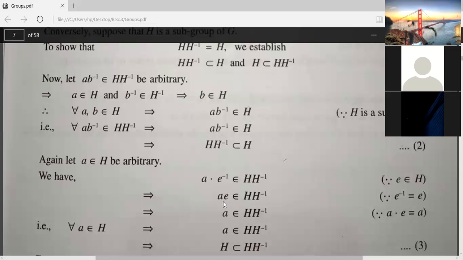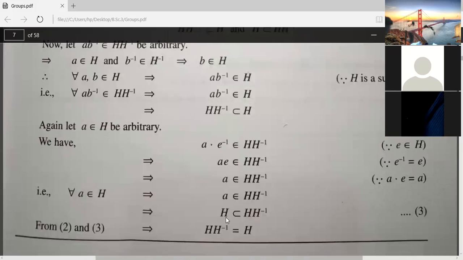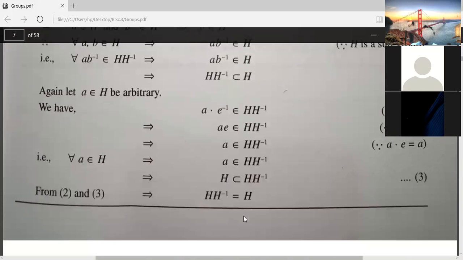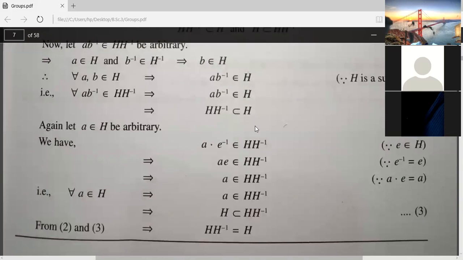Now what can we write? AE belongs to H inverse, AE equal to A, because with the identity element you get A dot E equal to A. You are getting here A belongs to H inverse. Okay. Now what you have taken here, A belongs to H, and the same A also belongs to H inverse. Now what can we write? H is a subset of H inverse. Now here you are writing H is a subset of H inverse.